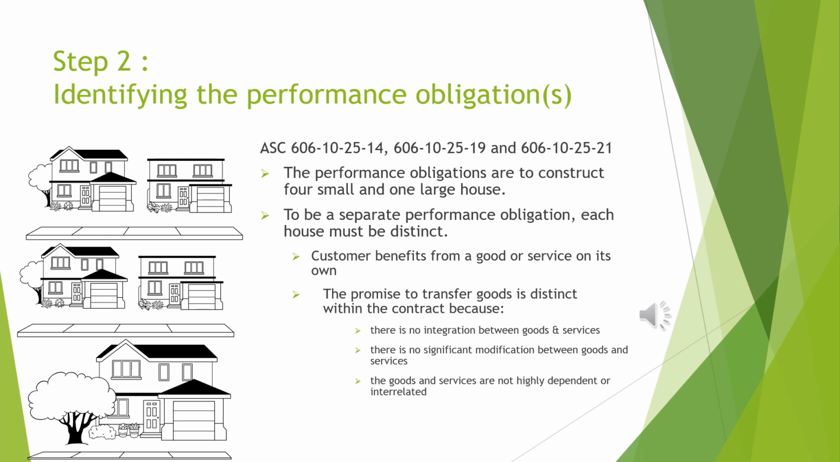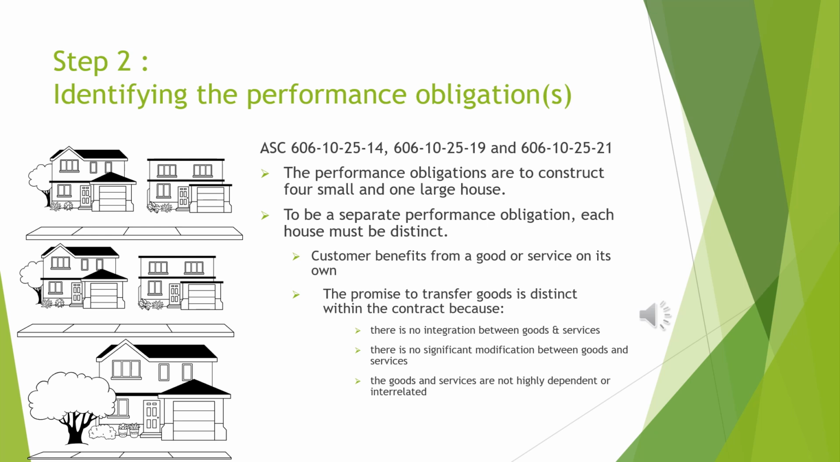For this, ASC 606-10-25-21 must be considered to help evaluate the criteria in Part B. First, does the entity provide a significant service of integrating goods that represent combined outputs? No, the houses are not integrated. Second, does one or more of the goods or services significantly modify or customize other goods or services promised in the contract? No. Third, are the goods and services highly interdependent or interrelated? No. Each house stands on its own.